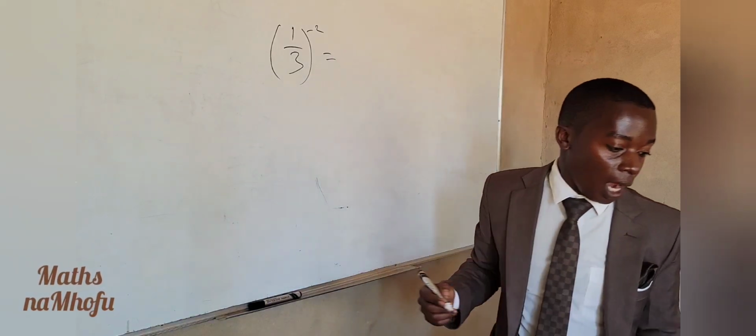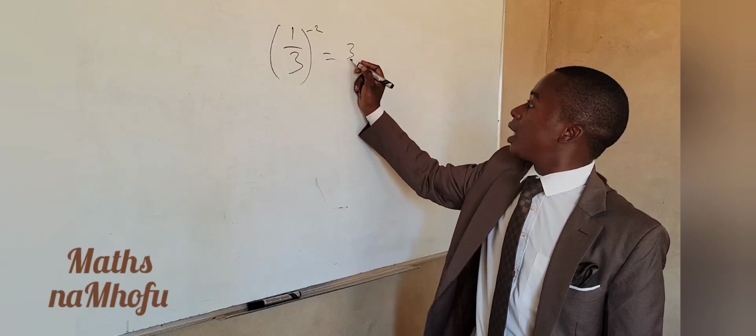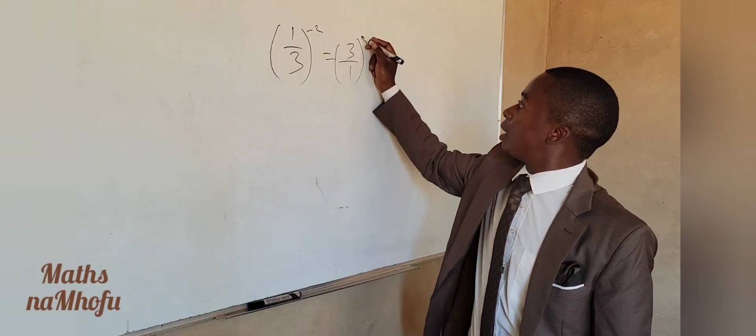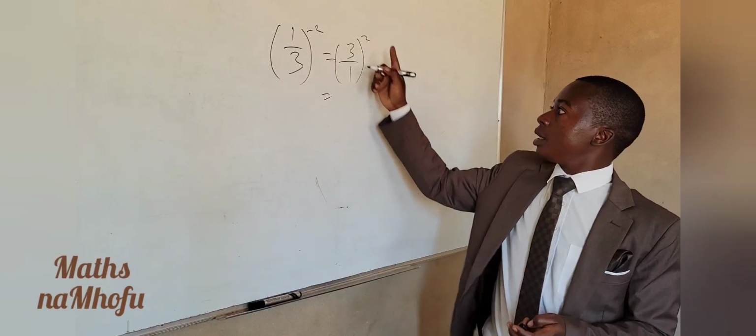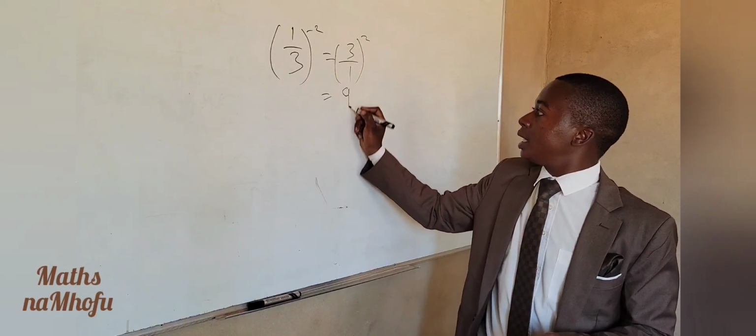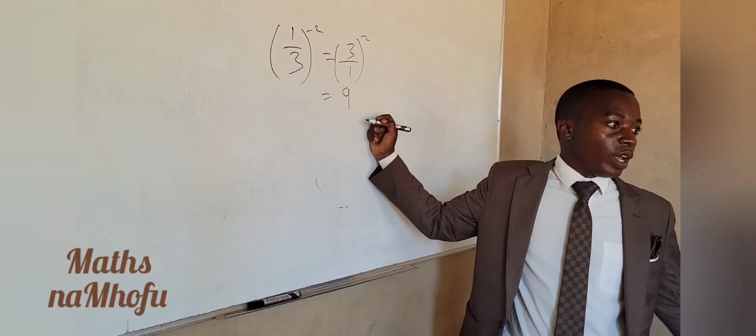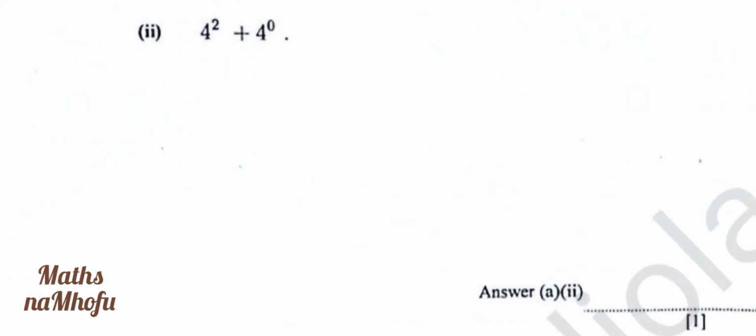This is the same as, remember, the short method I taught you, you switch, right? 3 over 1 squared. That's how you move the negative sign. Are we together? If it's like this, then 3 squared, that's a what? A 9. 1 squared, that's a 1. 9 divided by 1 is what? 9. So our final answer here will be 9. This question is carrying 1 mark because it's very simple.